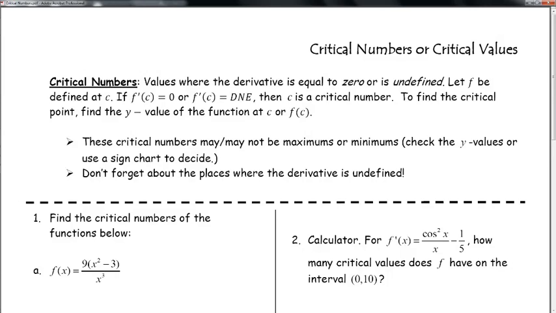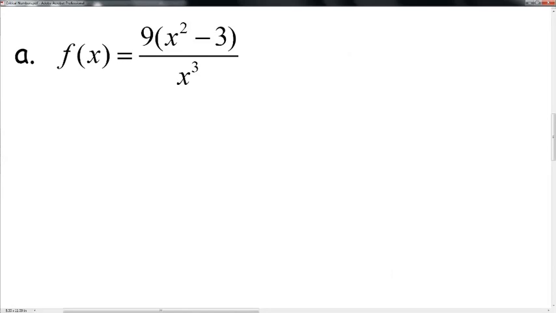Alright, so let's go through several examples. Number 1, part A, we're going to find the critical numbers of our function f of x is equal to 9 times x squared minus 3, all over x. I'm just going to go ahead and simplify this a little bit before we do anything. I'm just going to say this is 9x squared minus 27 divided by x, and most of you are going to want to use the quotient rule, and that's fine with me. So let's go ahead and take our derivative.